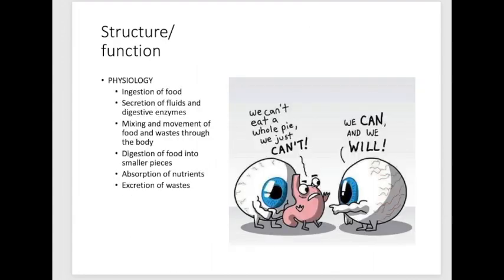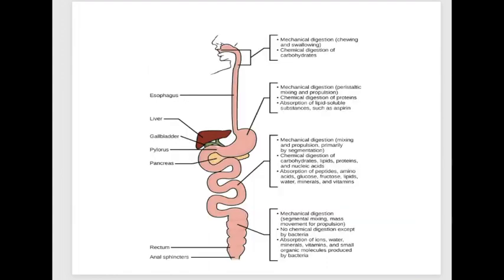So the physiology of the GI system is ingestion of food, secretion of fluid and digestive enzymes, mixing and movement of food and waste through the body, and digestion of food into smaller pieces. We ingest macromolecules, and we do have to break those down. Then absorption of those nutrients, and excretion of the waste. The mouth is the site of chewing and mixing of the food with the saliva. There are 32 permanent teeth in the adult mouth, and they are very important for speech and mastication.